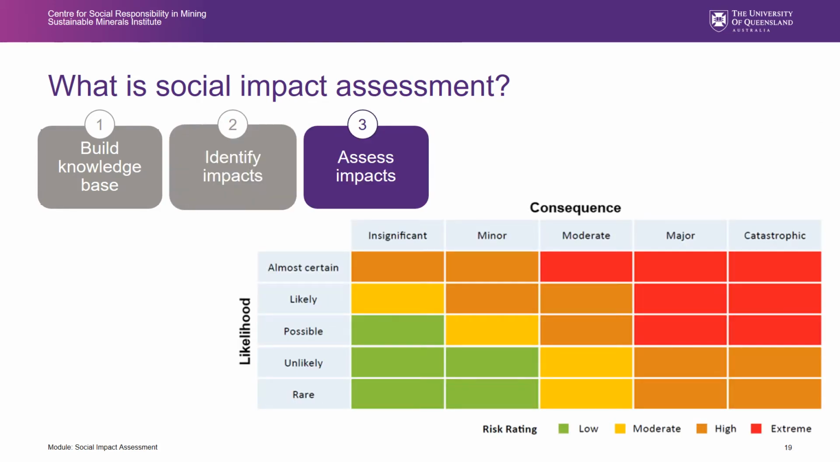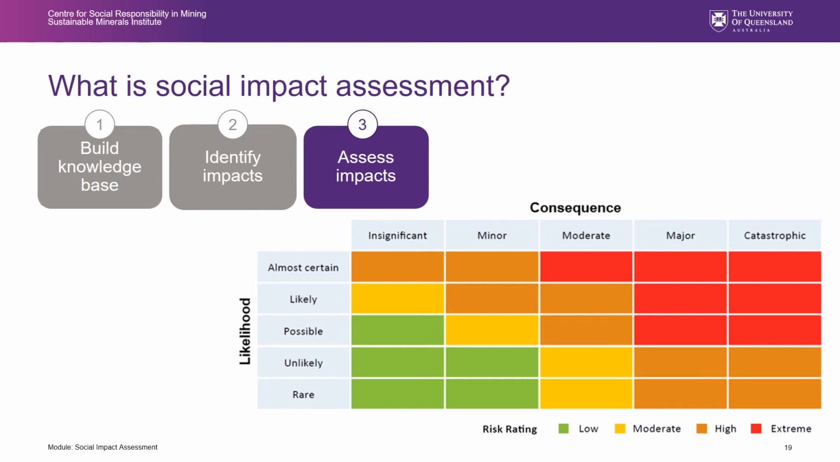Having identified the impacts, the third step is assessing impacts. This generally means finding a way to prioritize them, highlighting the most significant impacts. There is no single way to do this, but a common way is to identify how likely the impact is to arise, and if it does arise, how serious the consequences would be.